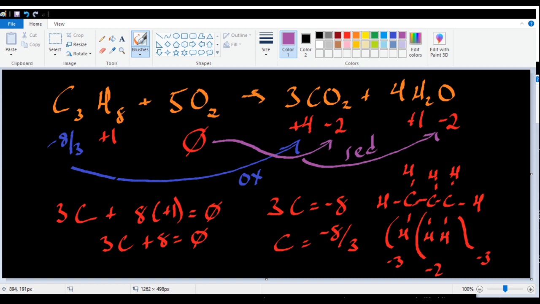Because oxygen has been reduced, that makes it the oxidizing agent. And as the name oxidation will tell you, that's the usual role for oxygen to play. It's not always. Oxygen can be oxidized. It's just difficult. Carbon being oxidized is therefore the reducing agent.